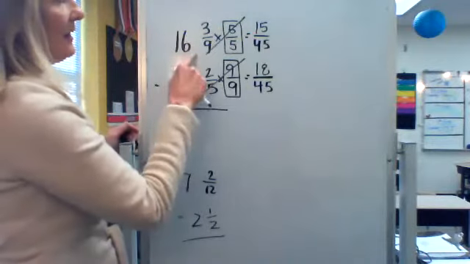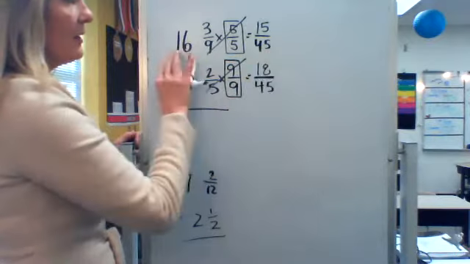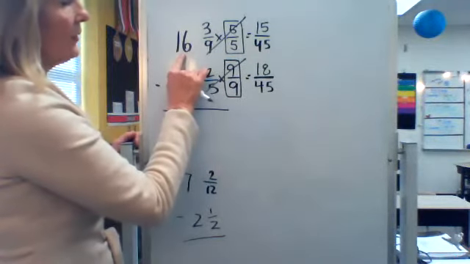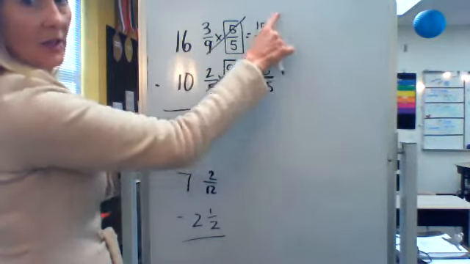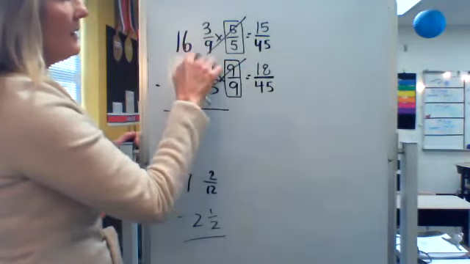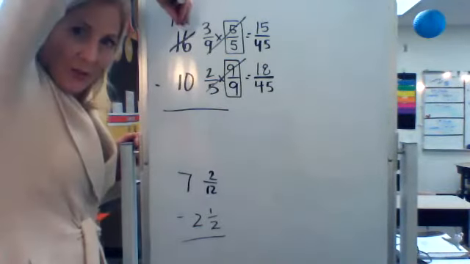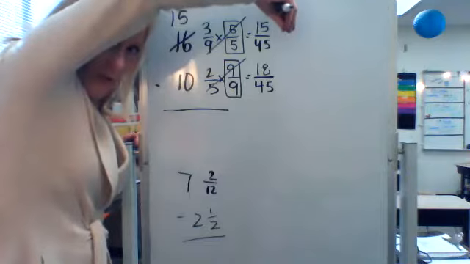However, it's 16 and 15 45ths. This is all one number. So just converting one of these wholes into a fraction form is not going to change the entire value at the top amount. So 16 wholes become 15 wholes. Why? Because I took one of these wholes and I put it into a fractional form.